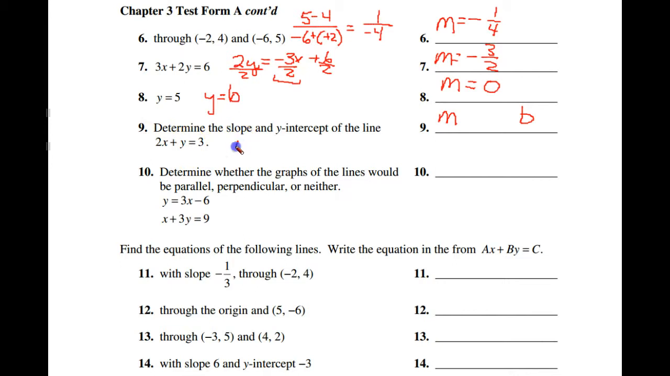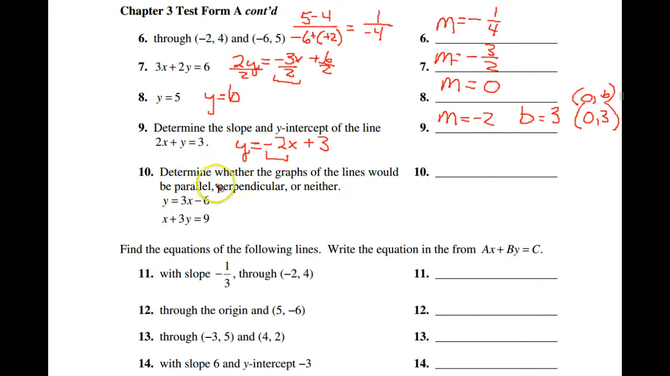Here, again, we solve for y. Transpose the 2x over as a negative 2x plus 3. So again, our slope is a negative 2 here, and our y-intercept is a 3. Now another way to write that, of course, is (0, 3). That's in the form of (0, b).